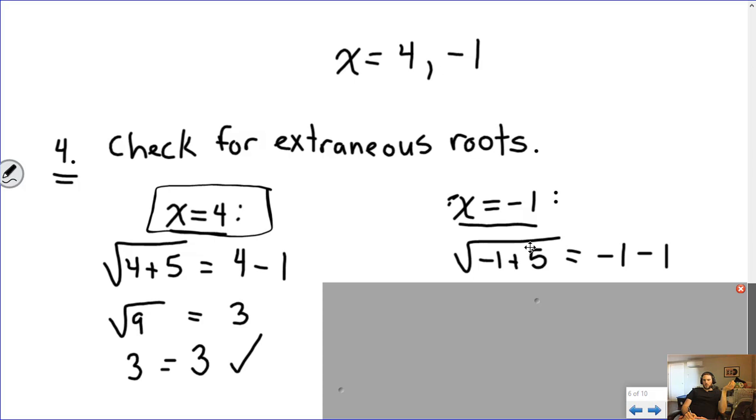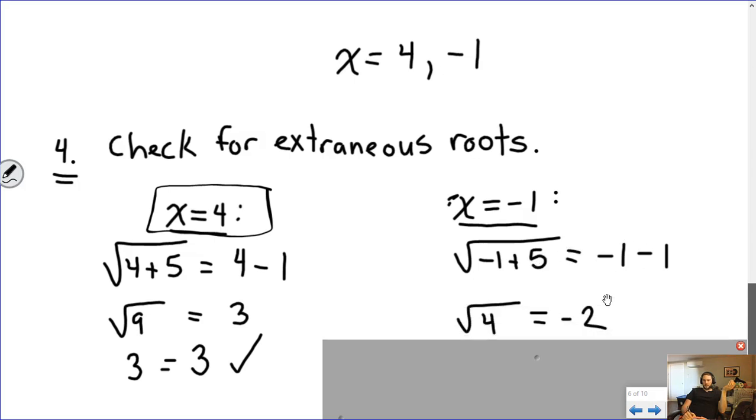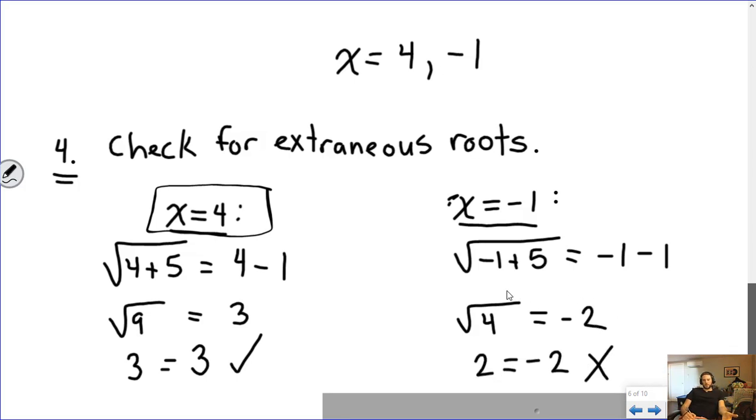Do the same thing for the negative 1. So the square root of negative 1 plus 5 is equal to negative 1 minus 1, right? And then we get the square root of 4 is equal to negative 2. Okay, well, here's our issue. The square root of 4 is not equal to negative 2. The square root of 4 is equal to positive 2, and this is an extraneous root.